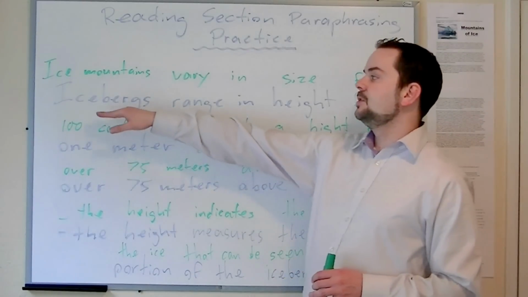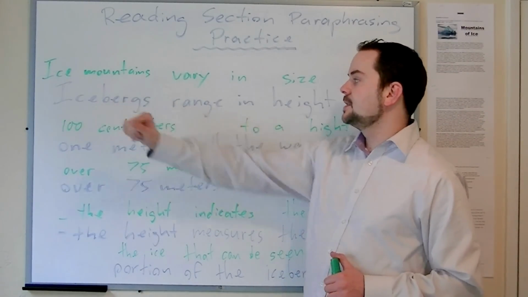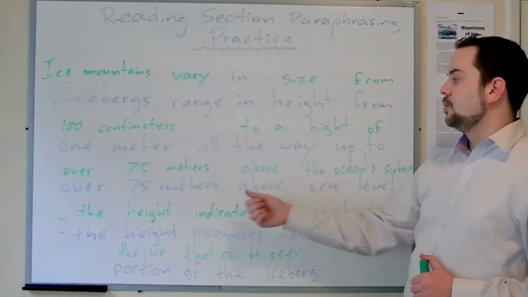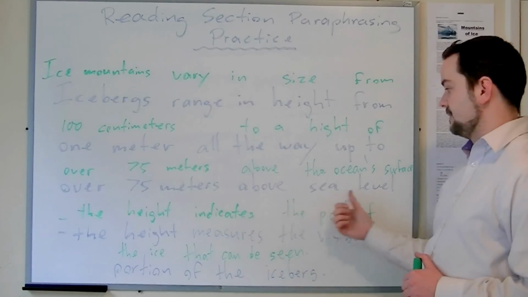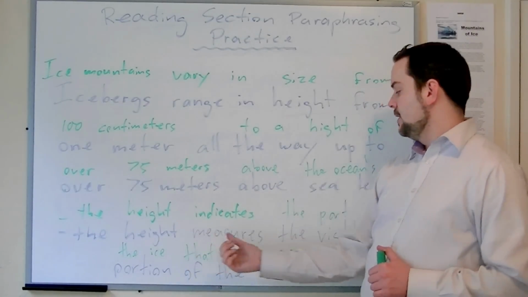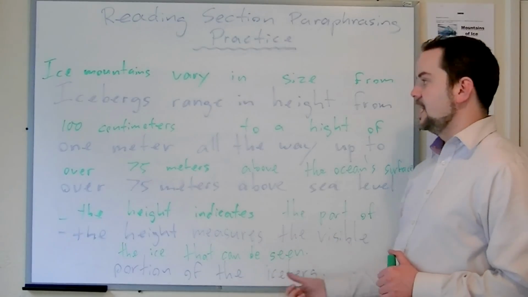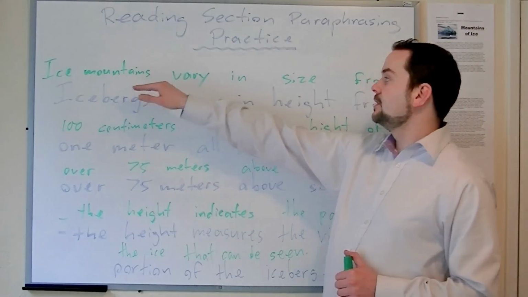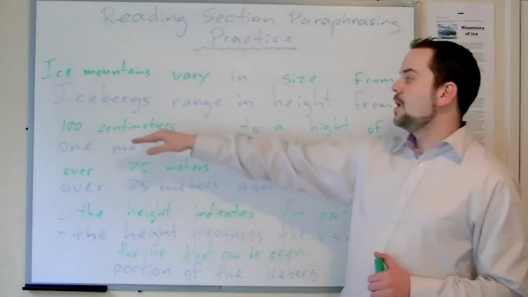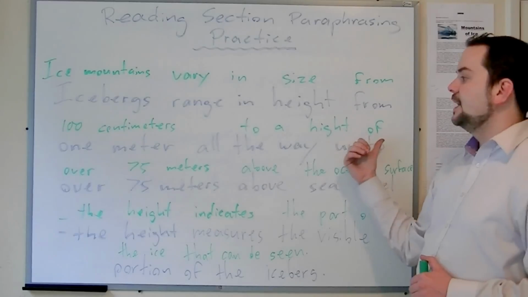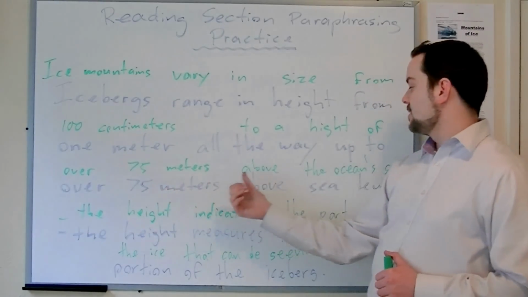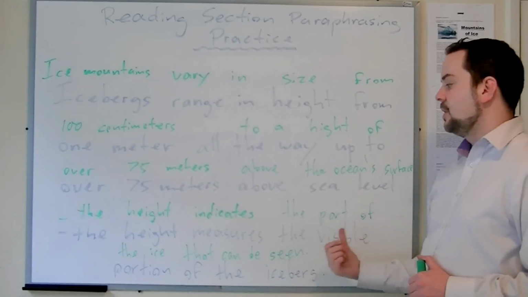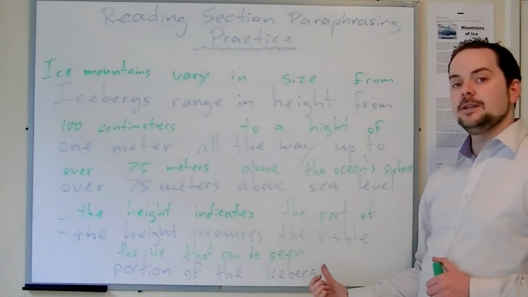So the original paragraph in the passage reads, icebergs range in height from 1 meter all the way up to over 75 meters above sea level. The height measures the visible portion of the iceberg. Now, here's our paraphrase. Ice mountains vary in size from 100 centimeters to a height of over 75 meters above the ocean's surface. The height indicates the part of the ice that can be seen.